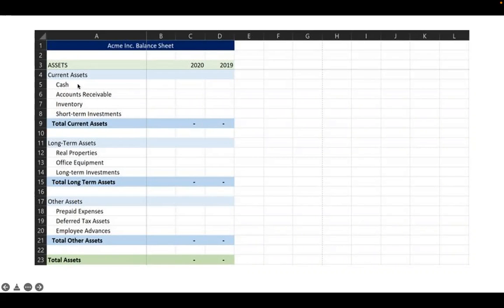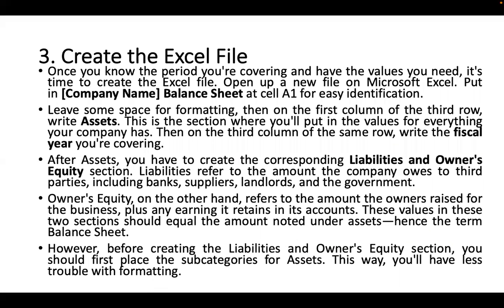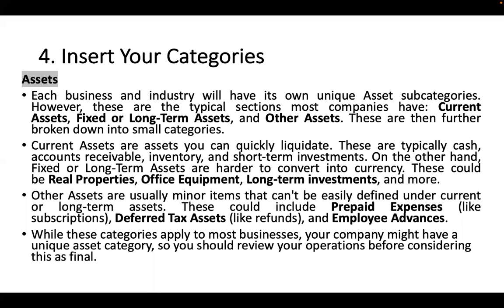Like current assets are cash, accounts receivable, inventory, short-term investment. Total of current assets would be there. Long-term assets: real properties, office equipments, long-term investment. इसका summation यहाँ पे हो जाएगा. Other assets: prepaid expenses, deferred tax assets, employee advances. तो उसका total यहाँ हो जाएगा. फिर इसका जो total sum आएगा उसको हम बोलते हैं total assets. So we have to leave certain cells blank before we write the liabilities and owner's equity section. Okay, so that formatting would be easier for us.